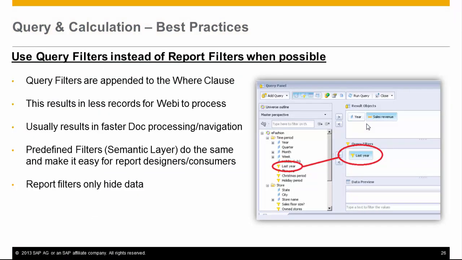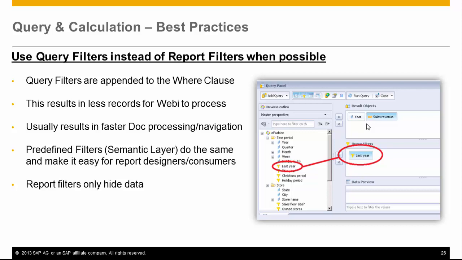So, query filters versus report filters. A query filter is a filter that you add in through the query panel, and these are appended to your where clause. So your SQL statement will have a where clause in it that will limit the records that are requested from your database. In essence, a query filter will reduce the amount of data that Webi has to process, but will also limit the amount of data that Webi has available to it at the time. So this will result in a faster document in most cases.